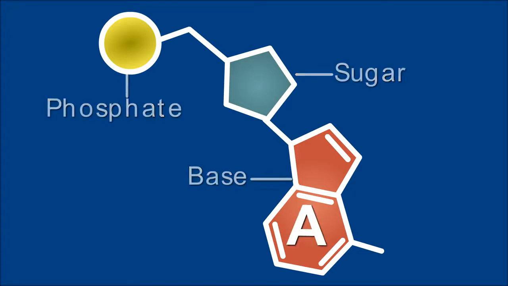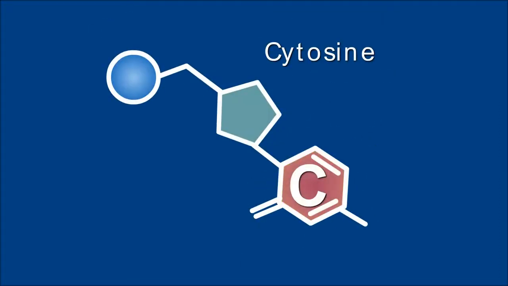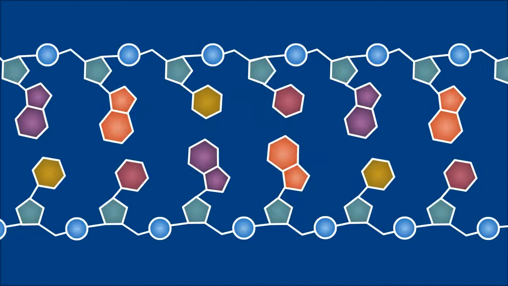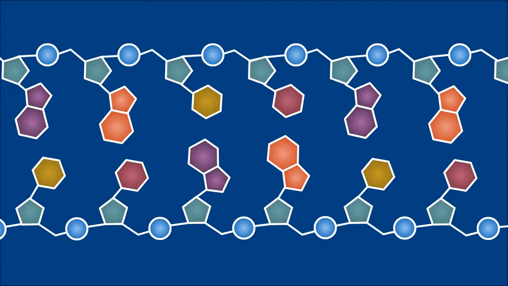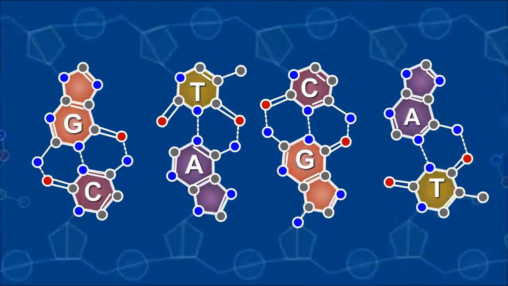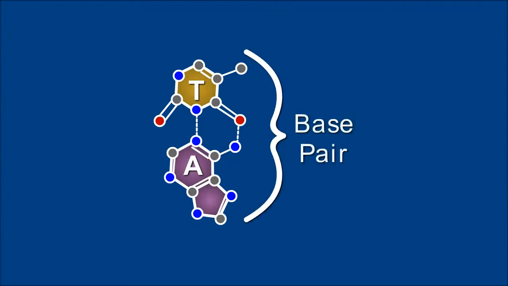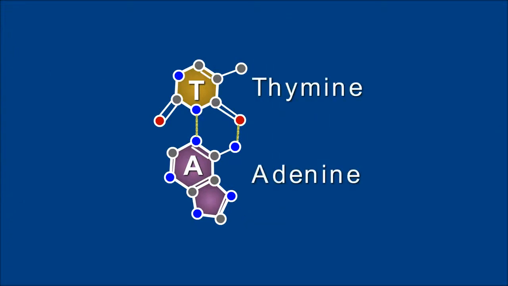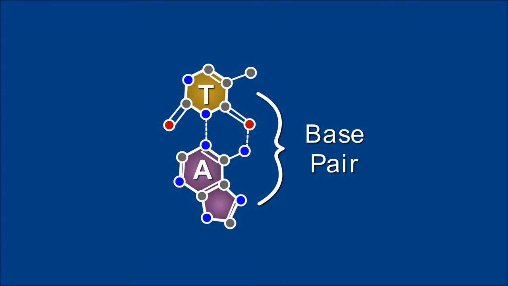The nitrogen-containing base may be adenine, guanine, thymine, or cytosine. A DNA strand is therefore a string of ATCGs in various combinations. The two DNA strands are held together by hydrogen bonds between the N bases. Each base forms an H bond with a specific complementary base, that is, adenine with thymine and vice versa, and guanine with cytosine and vice versa, and each unit is called a base pair.